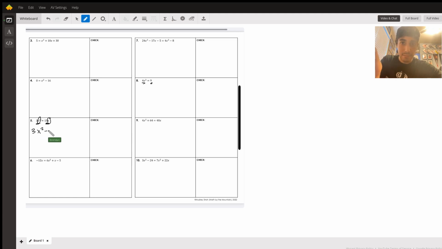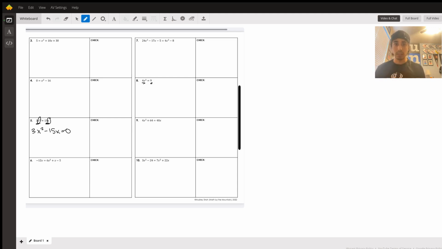We're subtracting that 15x on both sides. But we can't combine them. They're not like terms, right? This guy is being squared. This guy is not. So we can't combine them. But once we get to here, what we can do is 2 things.